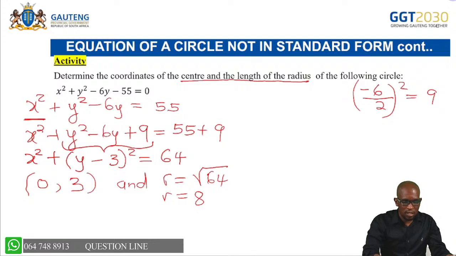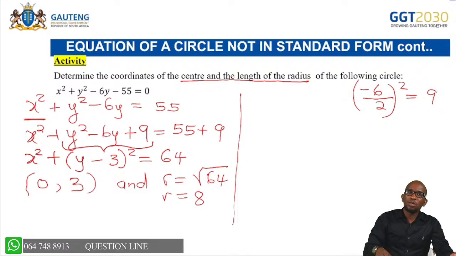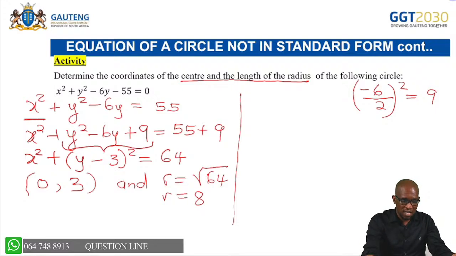So we've successfully converted the equation to the center and radius form. Grade 12, you should note that it's not always the case that the leading variables for x and y would have a coefficient of 1. Sometimes the equation can be multiplied by a constant factor.